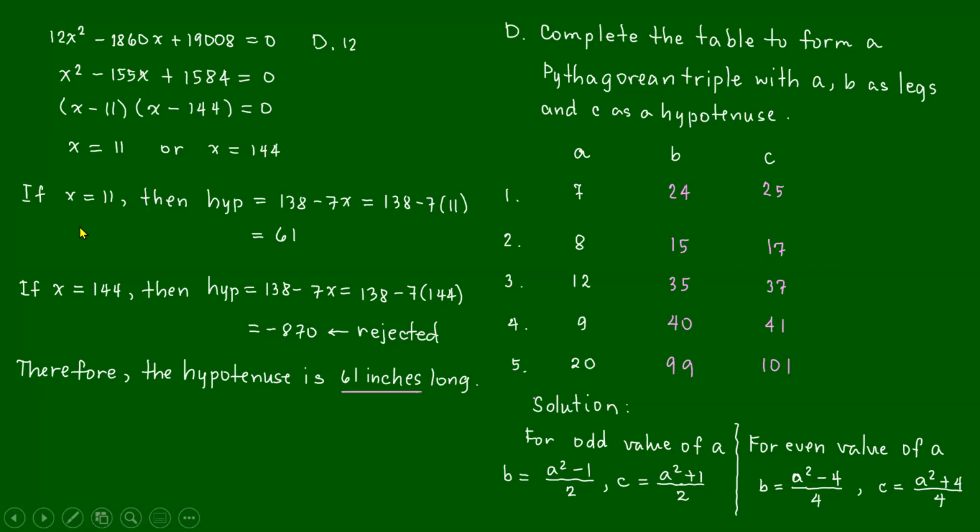Are they both accepted? Let's see. If x is 11, the hypotenuse is 61. That is 138 minus 7x. So 61. Okay, possible, no? If x is 144, then the hypotenuse is negative 870, which is rejected, no? We don't need this value. Therefore, the hypotenuse is 61 inches long.